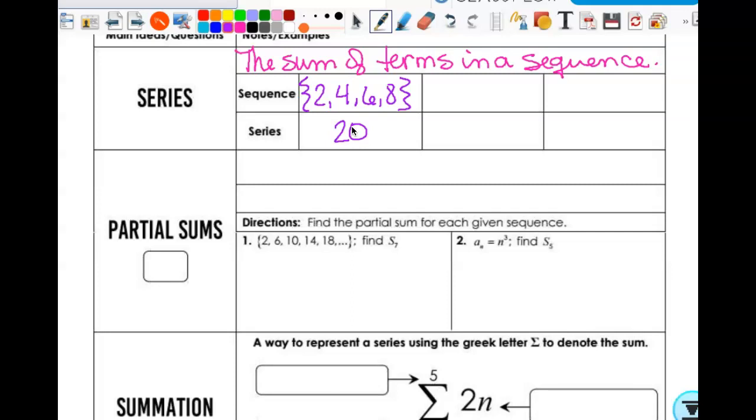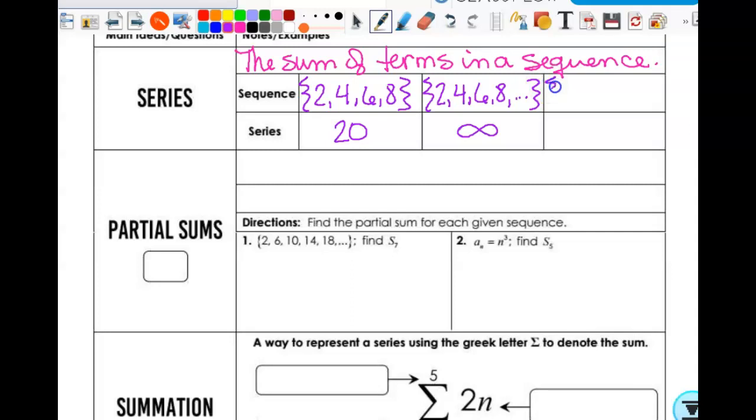If I have 2, 4, 6, 8, and so on, meaning that it goes on and on, when I add all those up, what do you think I'm going to get? Infinity, yes, because we're going to go to infinity, right?